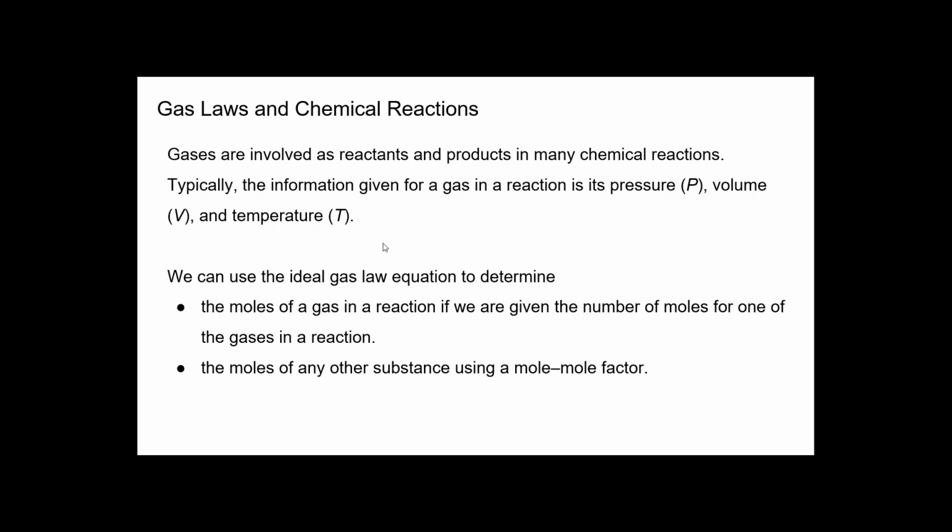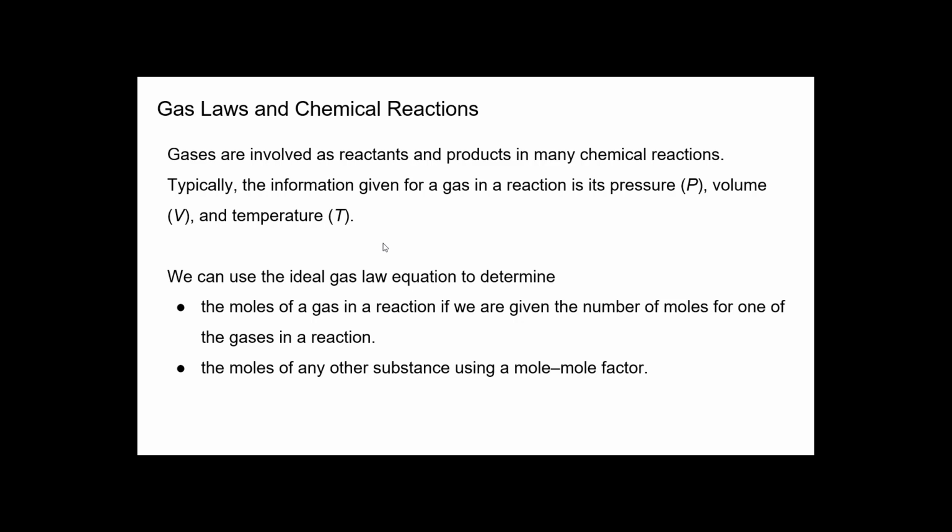So gases are involved as reactants and products in many chemical reactions. Typically, the information given for a gas in a reaction is its pressure, volume, and temperature. We can use the ideal gas law to determine the moles of a gas, and if we are given the moles for one of the gases in the reaction, the moles of any other substance using a molar factor. What this means is that we're usually given pressure, volume, temperature, but we're never given the moles. Not most of the time we're not. You have to actually do extra steps, which I'm going to show you in a problem. You'll have to figure out the moles in order to get at something.